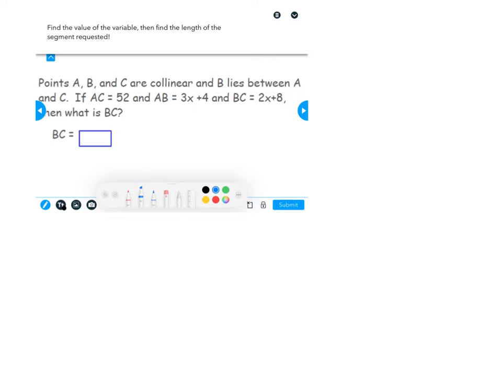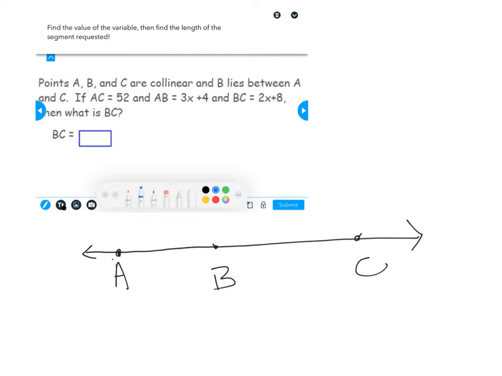All right, so this is question number 3, and it says that points A, B, and C are collinear, and B lies between A and C. So the first thing I'm going to do here is draw myself a picture. There's my picture. A, B, and C are collinear. They're on the same line, and B lies between A and C. Then I'm going to label what things I know. So I know that AC is 52, and I also know that AB is 3x plus 4, and BC is 2x plus 8.